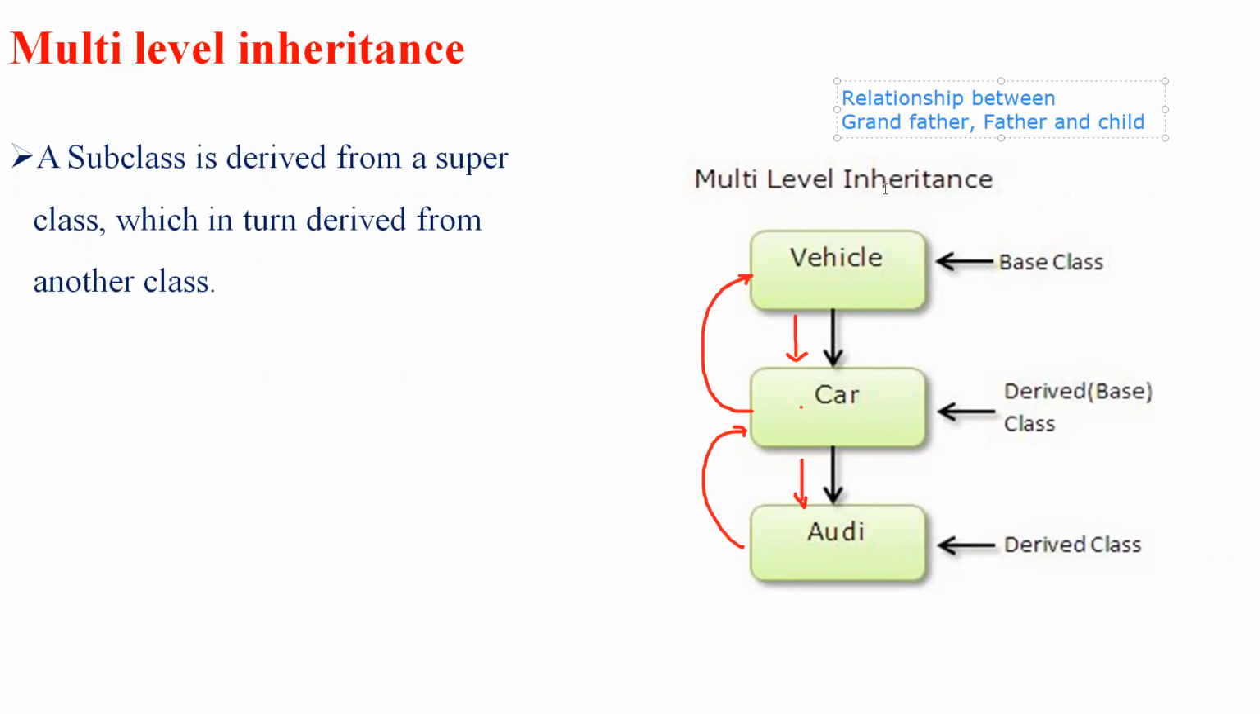How will the relationship take place between a grandfather, father and child? The father will acquire the properties or some knowledge from the grandfather, whereas the child will acquire some properties from the father. So this is an example of multi-level inheritance.